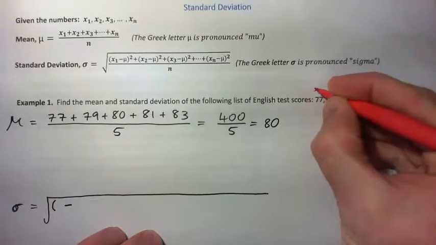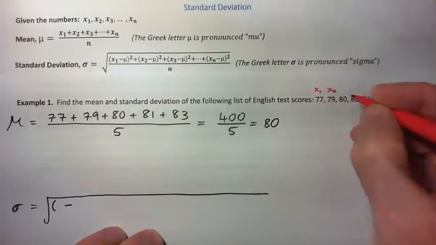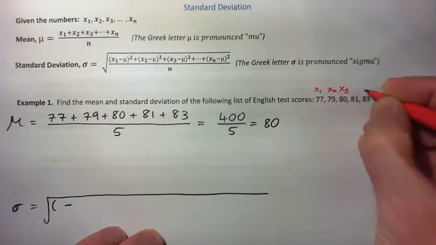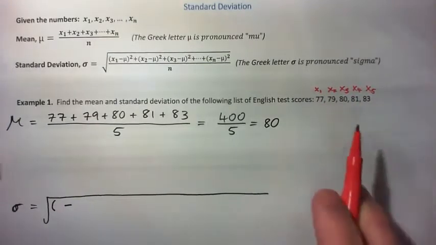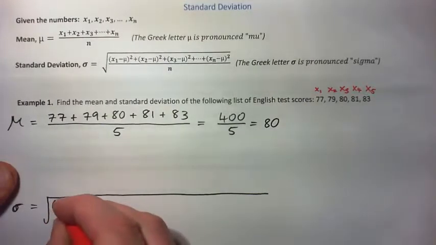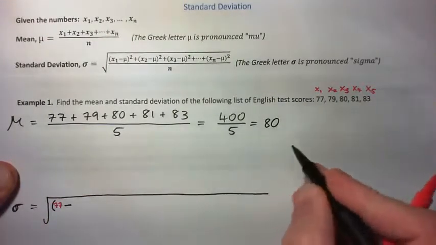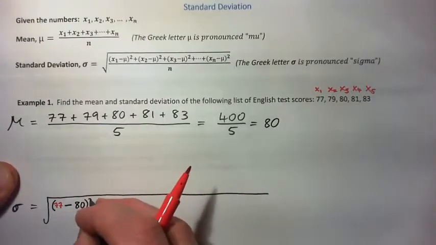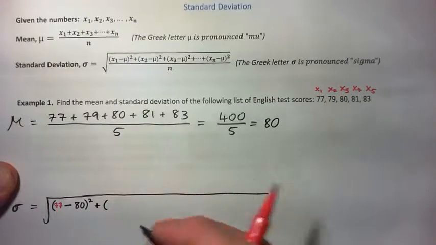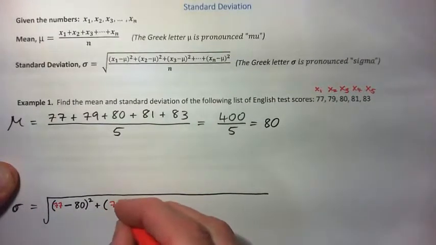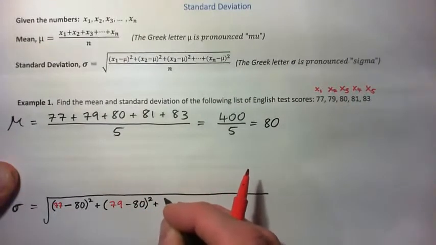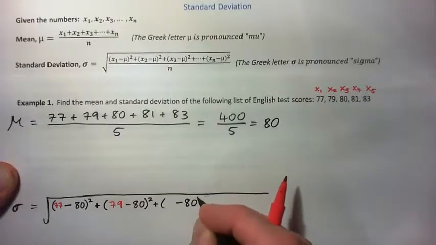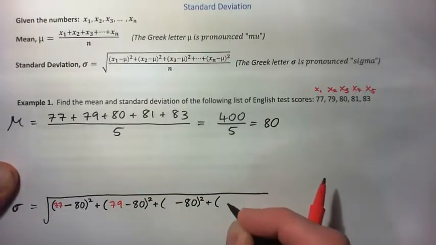77 would be x1. 79 is x2. 80 is x3. 81 is x4, and 85 is x5. Simply the first number, the second number, the third number, the fourth number, the fifth number. So we take each number. We start with, say, 77, and we subtract the mean, which is 80, and then we square it. And then we add. Take the next number, subtract the mean, square it. Take the next number, subtract the mean, square it. Right? So just keep going along like that.